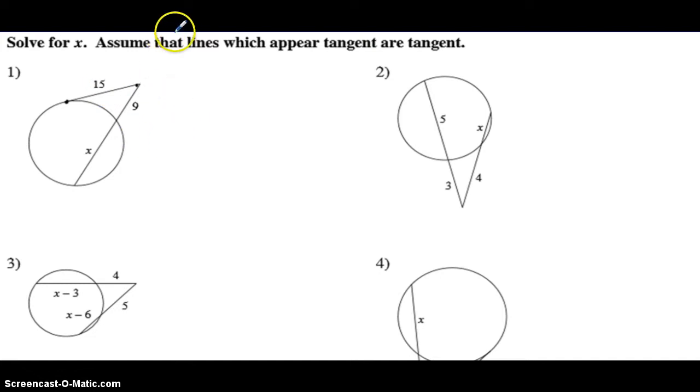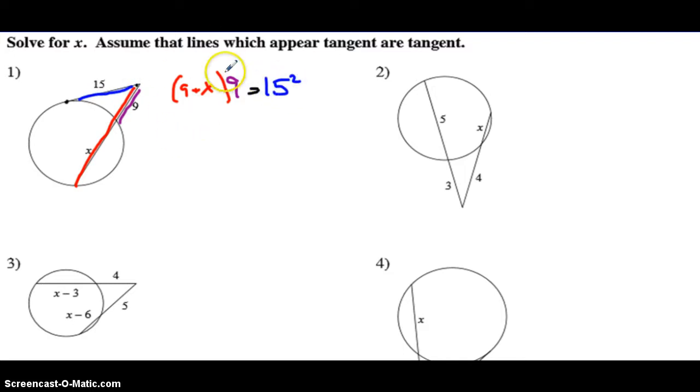We look at the formula, which should be on your front page. It's the secant-tangent theorem. We have to multiply the whole line, the whole secant, which would be 9 plus x, with just the outside, which is right here, so the 9. We multiply those together, and that's going to equal the tangent, this line, squared. Okay? That's how you set it up.